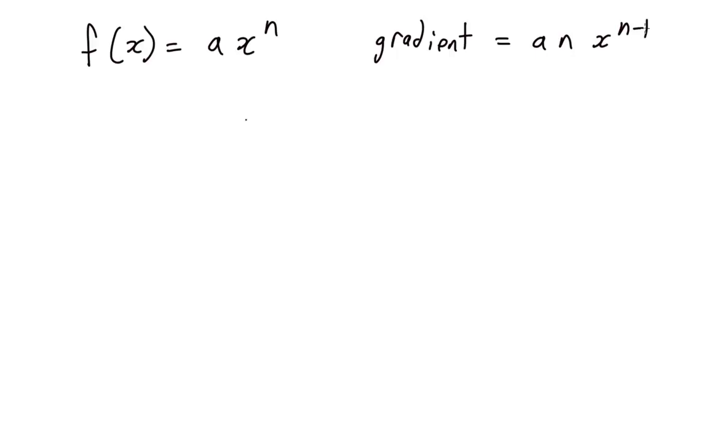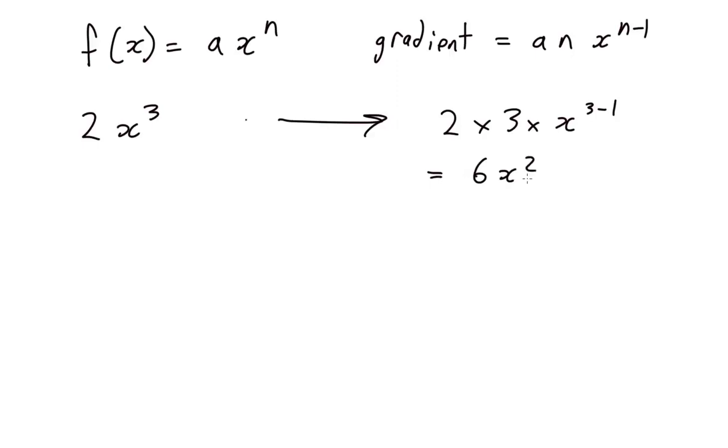So let's just look at a specific example. Let's suppose that we take 2x^3. In this case, the gradient of my function would simply be, so I've still got my a, that's 2. My n, the power that I've raised x to, is 3, multiplied by x to the power of n minus 1, so 3 minus 1. So that would be equal to 6x^2. So this would be the gradient if I had this cubic function just here.